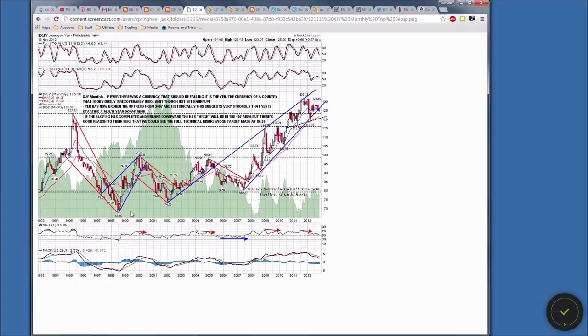RSI is contracted, and what do you get out of a triangle? Out of a triangle retracement pattern, you get a thrust, okay, which is what you see there. And then what does it do? Typically, triangle patterns completely retrace. Okay, which it did. Yeah, absolutely.